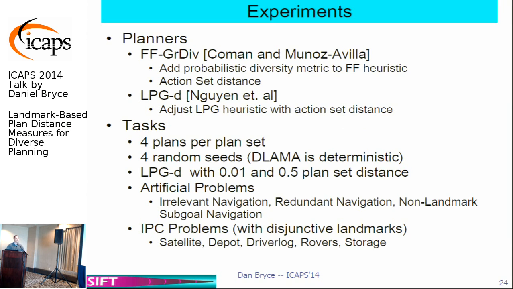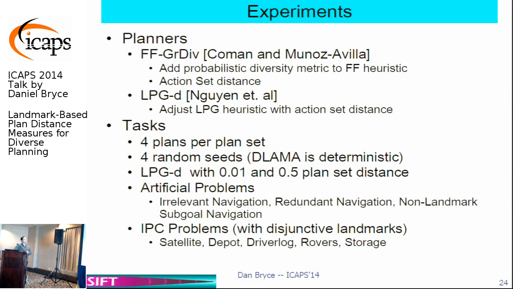Okay, so in the experiments I compared against 2 other planners. The first is called FF greedy diversity. What it does is it modifies the FF heuristic with a random element to it that also measures the diversity of the current solution with respect to the solutions already found. So it runs FF multiple times in order to generate a set. LPGD is a diverse version of LPG that is very similar. It adjusts its heuristic with the action set distance of its current solution against the previous ones found.